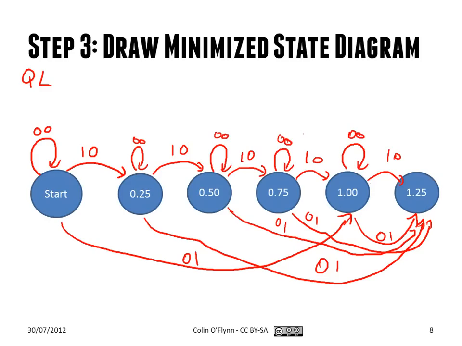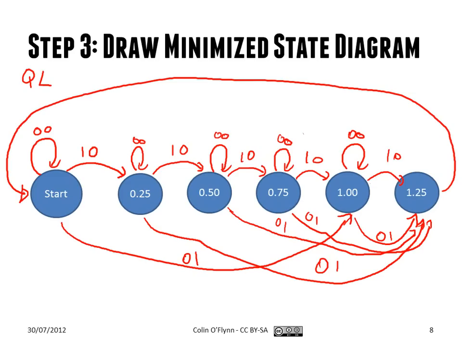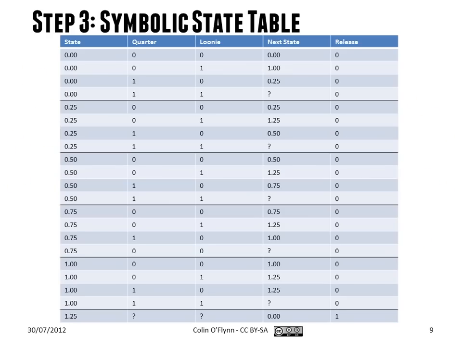And you might then add, for example, no matter what, after it does this, we go back to the start and are ready again. So that's a better minimized state diagram of the original problem description. So from this, we move to the symbolic state table. So the symbolic state table is saying the state name and how it moves to the next one.